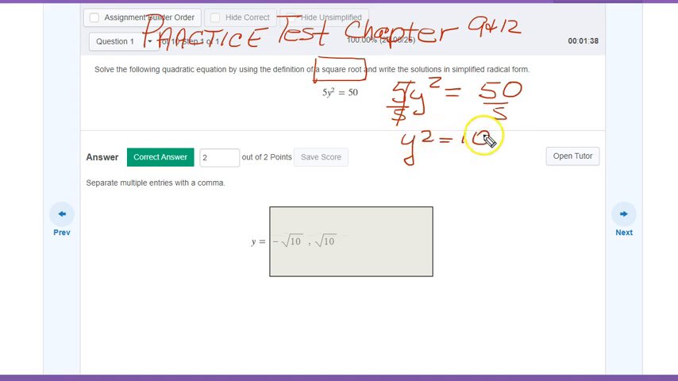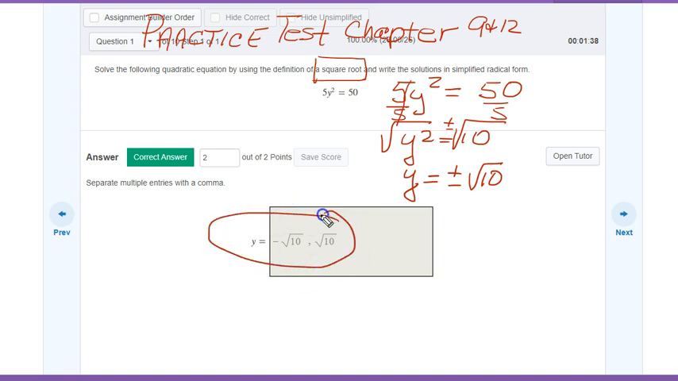And then the protocol to do it is you take the square root of one side and then plus or minus the square root of the other side. And you get y then equals plus or minus the square root of 10. So that's pretty straightforward. And they wanted you to put it this way, or if they give you the choice of the combination signs, you can use that.